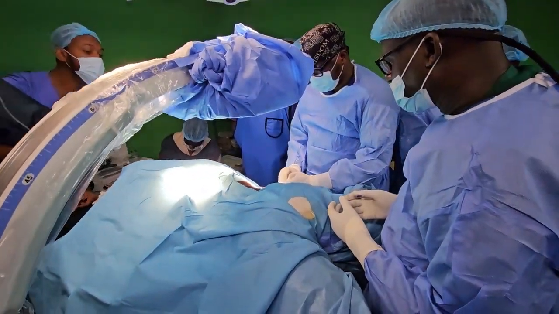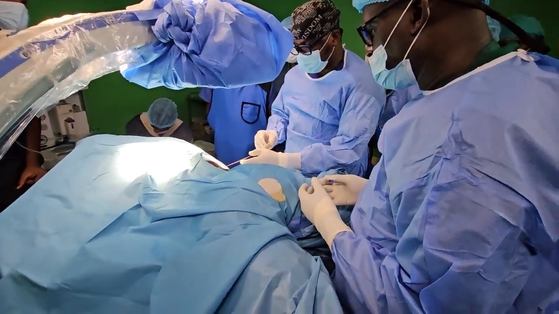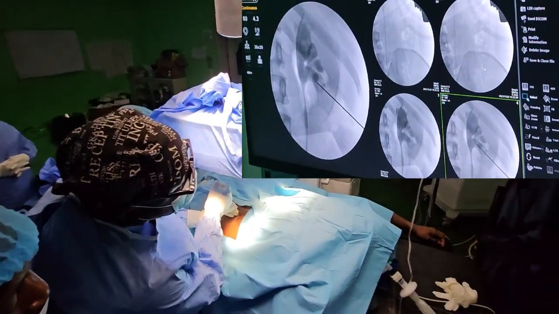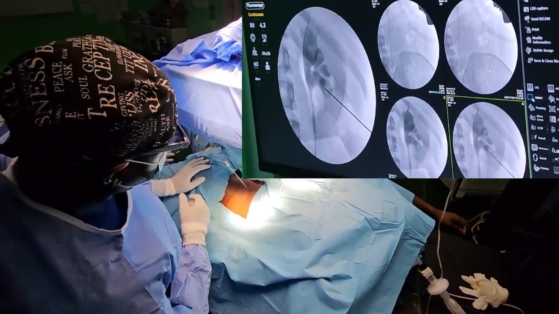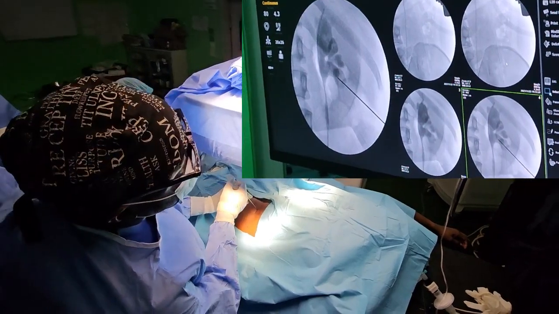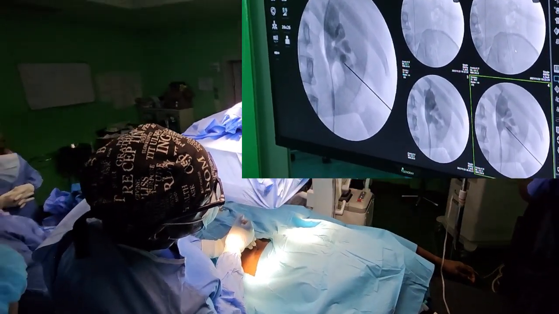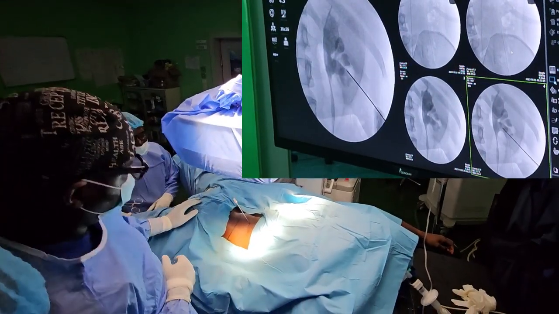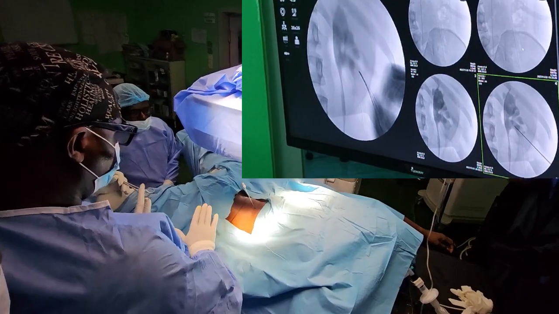So, no, I don't usually make the marking on the skin. I don't usually cut. That's why it gets fluoro. No, that's it. That is me against fluoro. Yeah, you are in. That's excellent. You can see the movement.